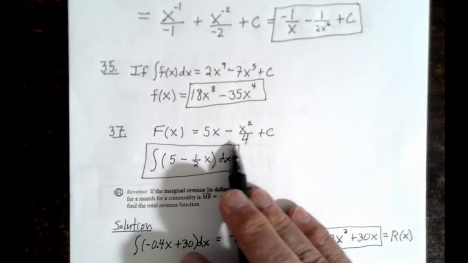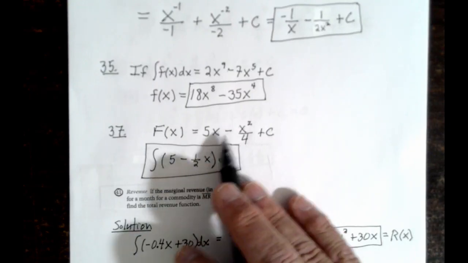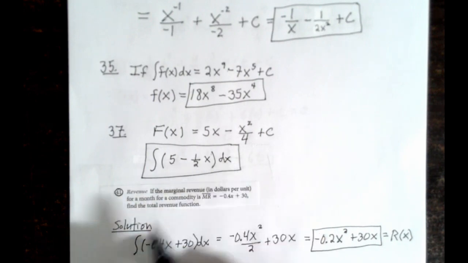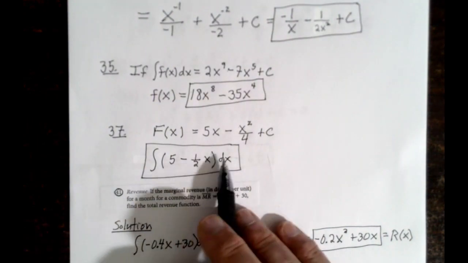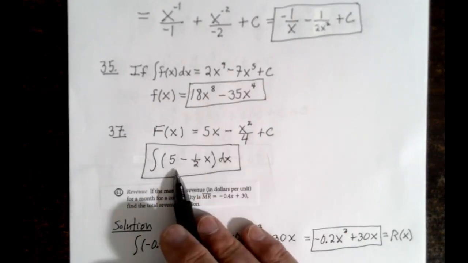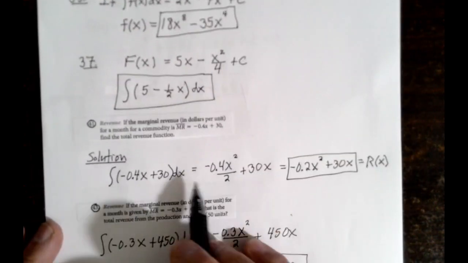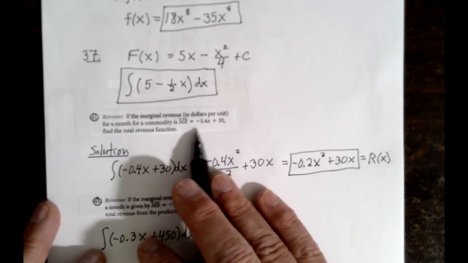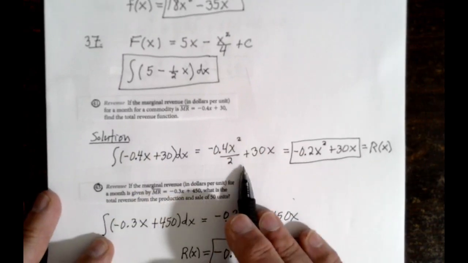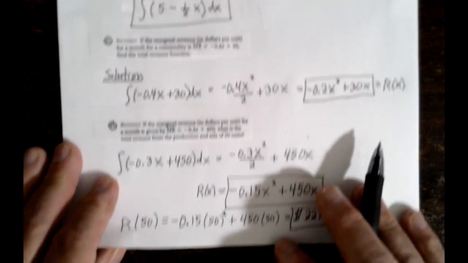And this one, they give you this guy here. And so when you take the derivative, you get 5 minus 1/2 x. And so your original function is this guy, and your derivative is this one. Alright, so they give you the derivative of revenue, and you integrate that, and you get this guy here. Okay, and that's your revenue function.